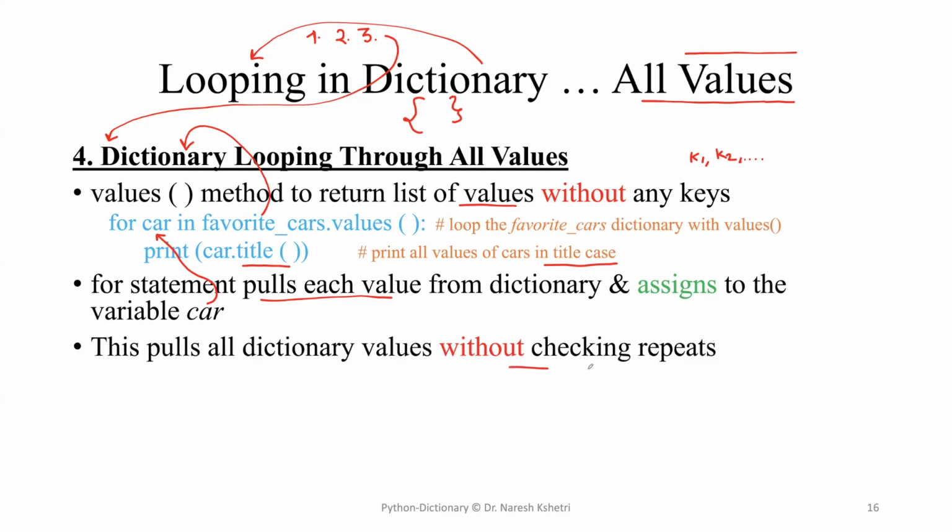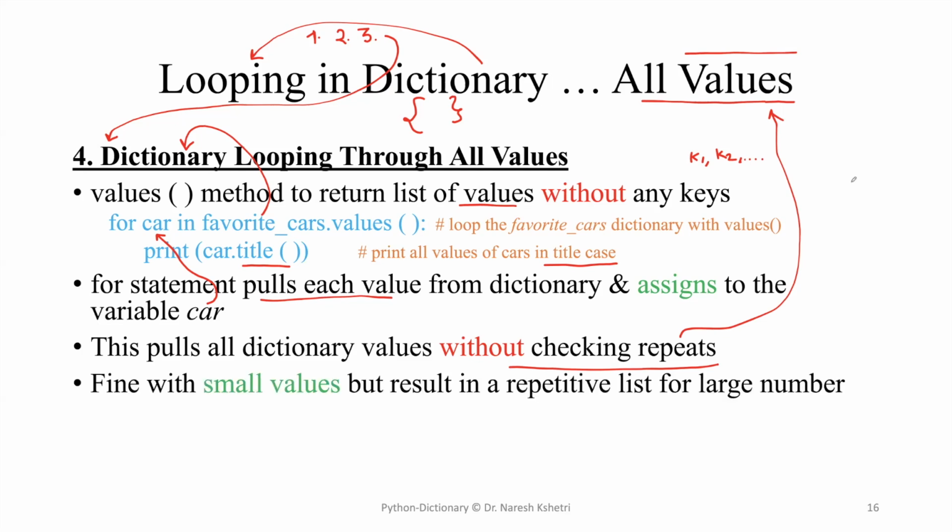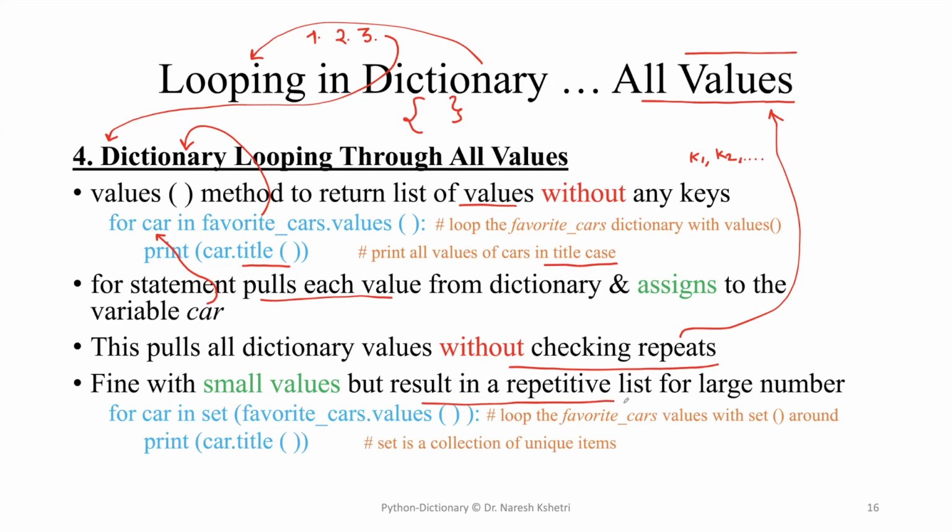So here is the main thing, because as I said, the dictionary values can be repeated. That means you may have duplicate values in the key value pairs. So we will see the exact example. It is fine with small dictionaries, but that may result in a repetitive list for a large number, that means there may be duplicate values. So we want to avoid those duplicate values.